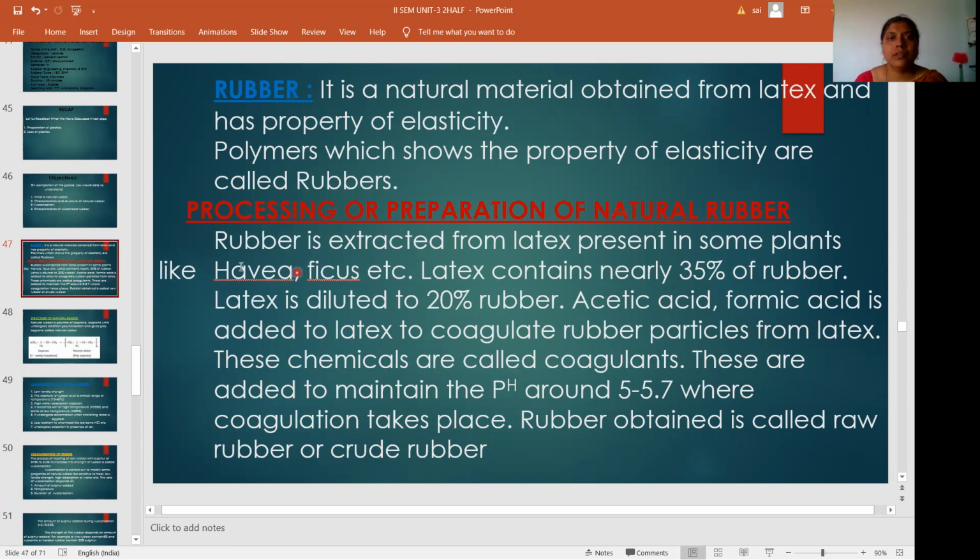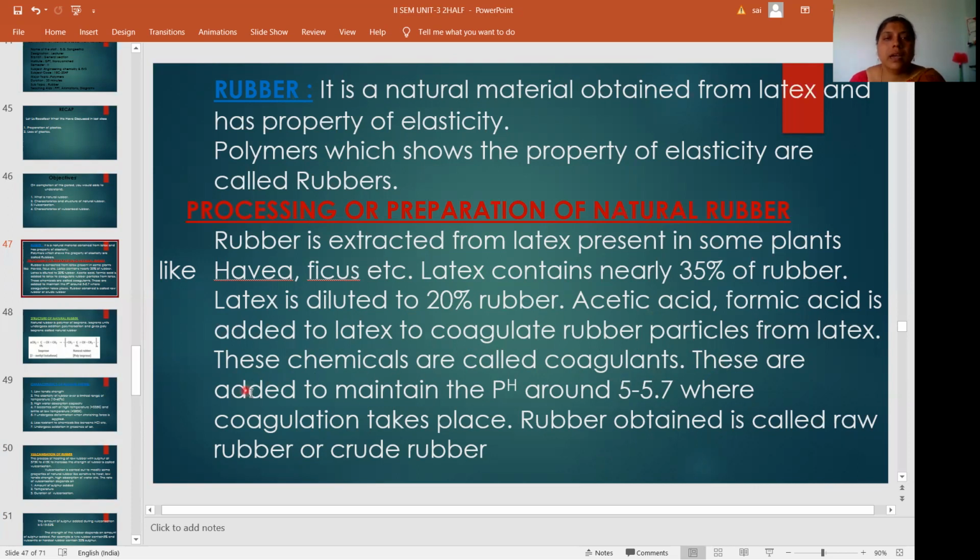When you make cuttings in the stem of the tree, you get a milky liquid that is called latex. That latex contains rubber particles. Latex contains nearly 35% of rubber and it is diluted to 20%. To this 20%, acetic acid and formic acid are added to coagulate the rubber particles. These chemicals are called coagulants because coagulation is taking place.